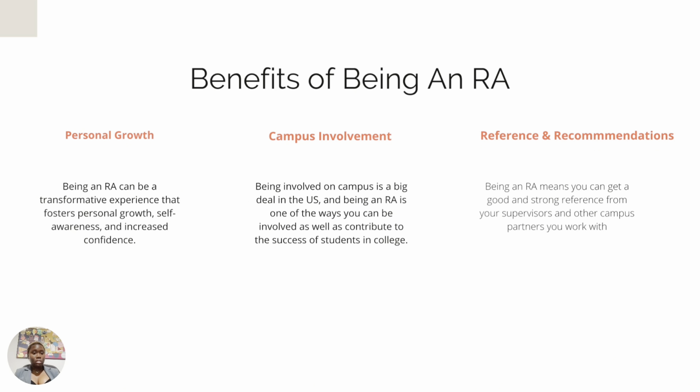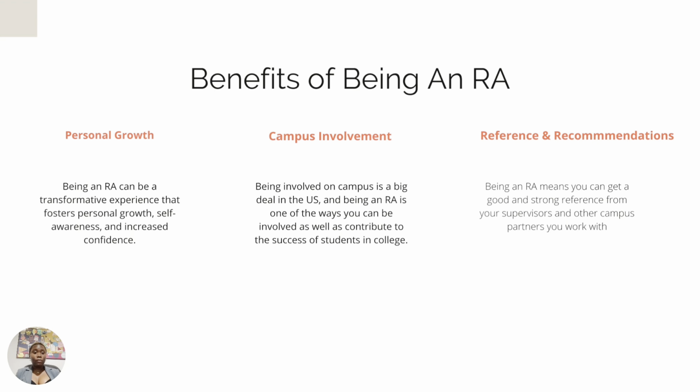Then campus involvement. In the US, you cannot go through college and not be involved on campus. And being an RA is one of the ways you can be involved, as well as contribute to the success of students in college. So, like I said, you need to be involved on campus, and being an RA is one of the ways you can be involved on campus. Then reference and recommendation. Throughout this course, I've been talking about reference, I've been talking about recommendation. If you need to go to grad school, you need reference and recommendation. If you need to even get a job, you need reference and recommendation. So being an RA is a good way to get good and strong references from not just your supervisor, but other campus partners that you work with.